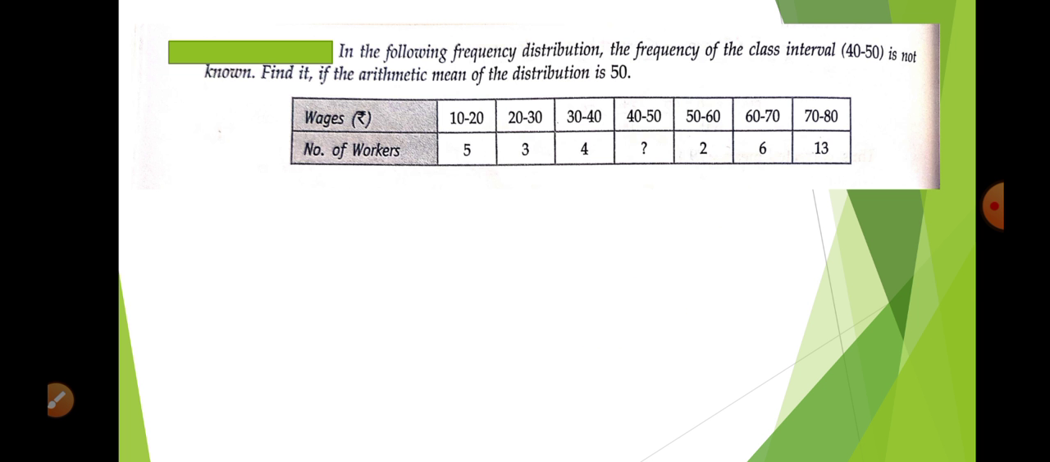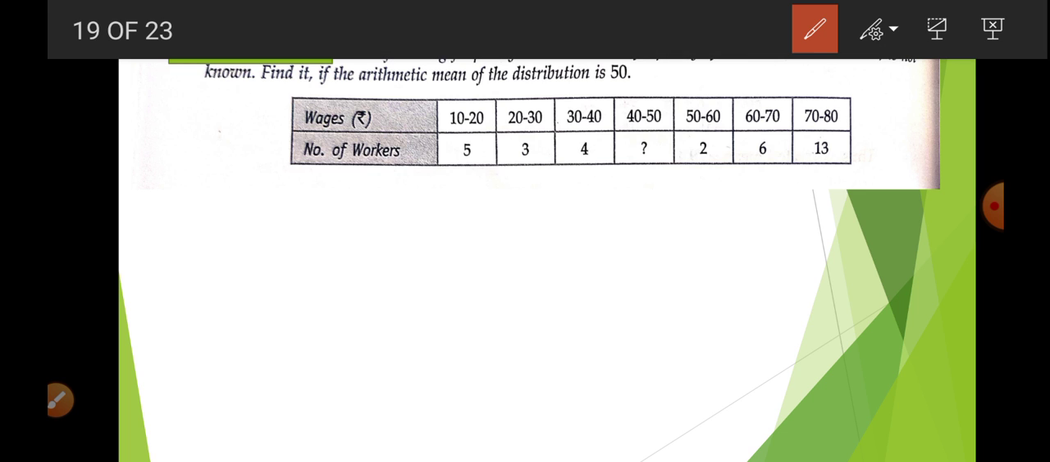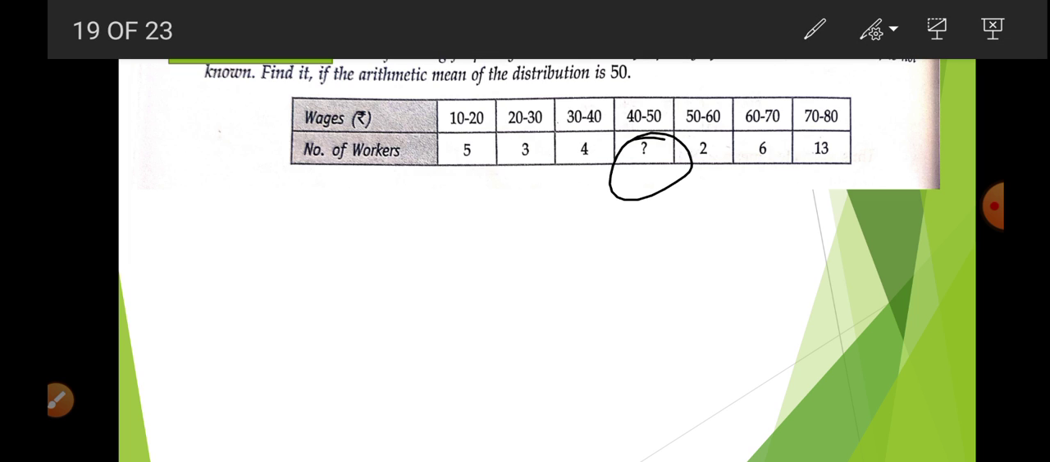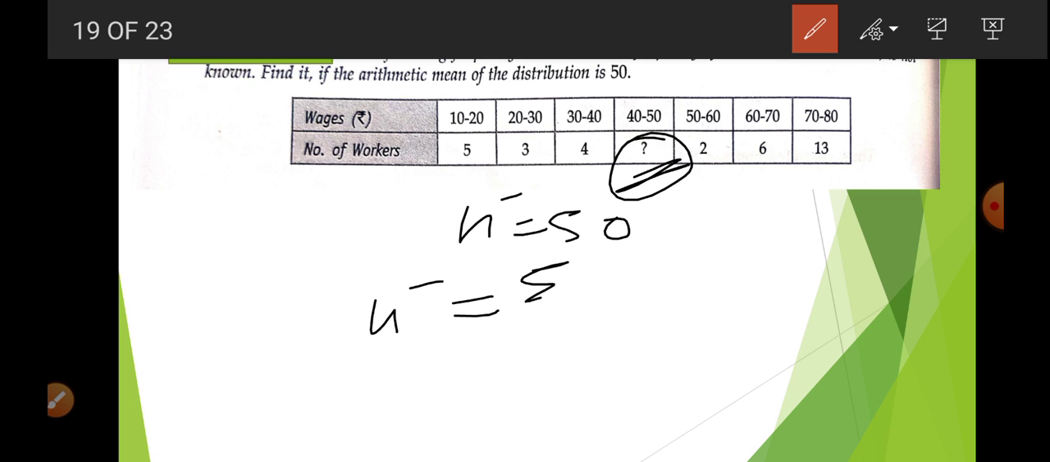Now, in this question, this time the frequency is missing. Here you can see. What is given? In the following frequency distribution, the frequency of the class interval 40 to 50 is not known. Find it if the arithmetic mean of the distribution is 50. So x bar is given as 50, and this you have to find out. We are going to use the equation x bar is equal to sigma fm upon sigma f.